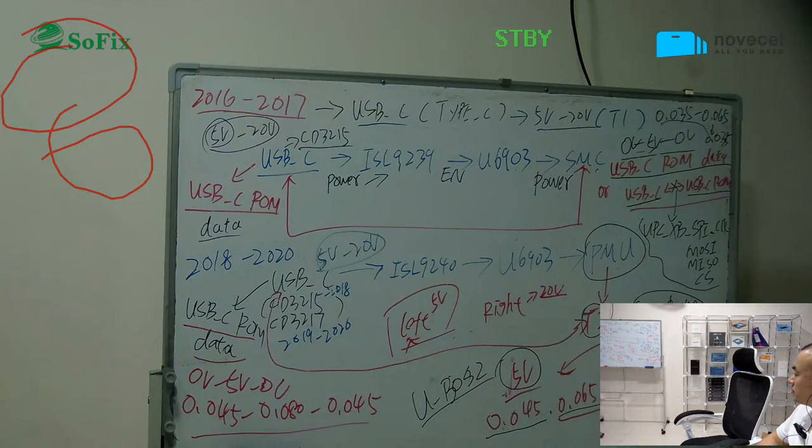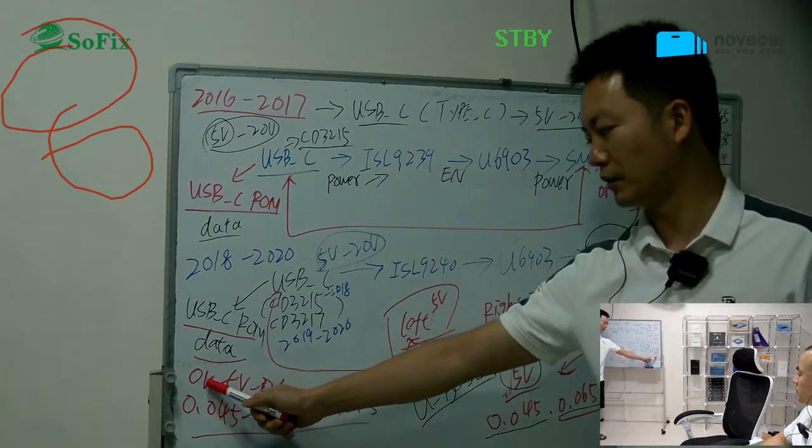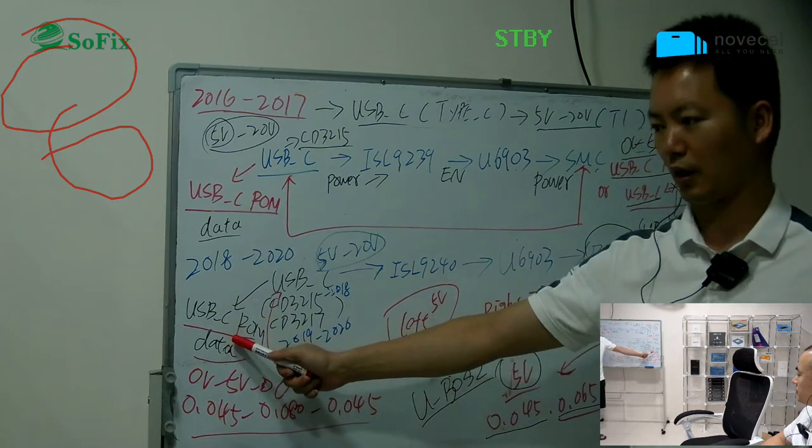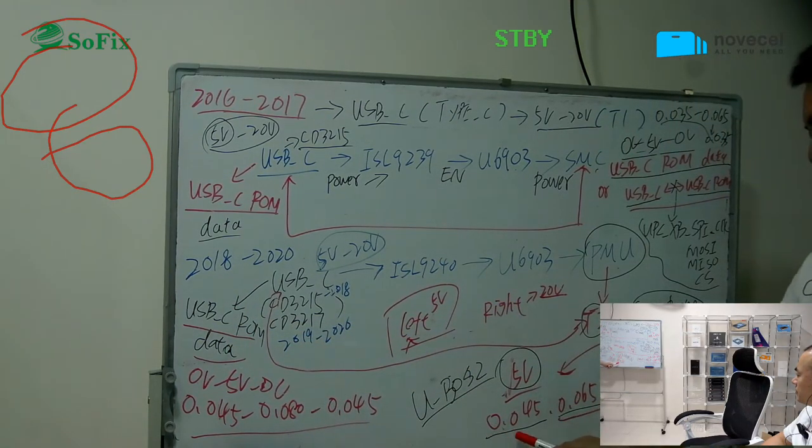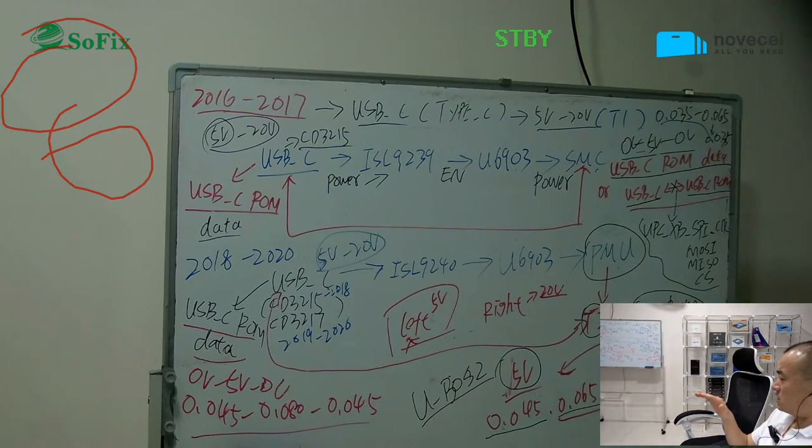So with a different current and different voltage, the problem is different. If the voltage goes up and down, 0 to 5, 0 to 5 jumping, and the current is 0.045 and 0.080, then back to 0.045, this is the problem of the USB-C ROM. If it's 5 volt and it stays at 5, with the current at 0.045 to 0.065, this is the problem of the T2 ROM.